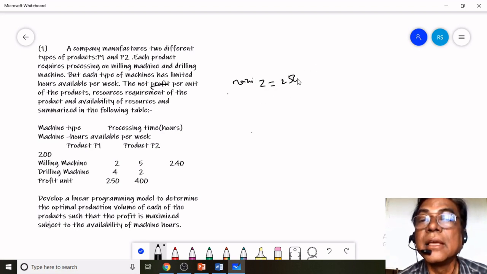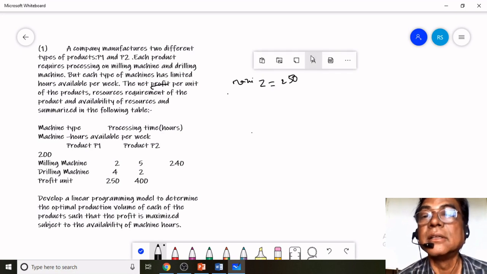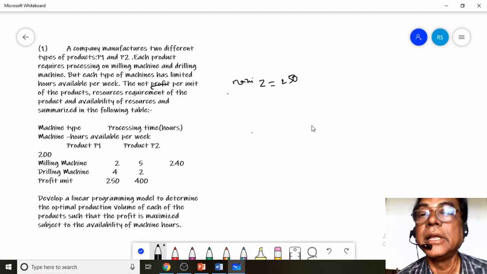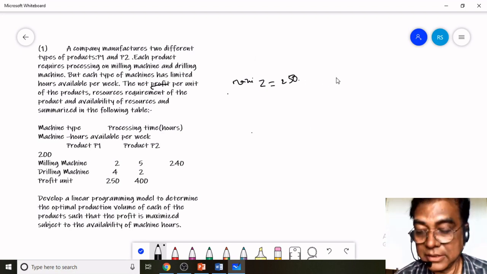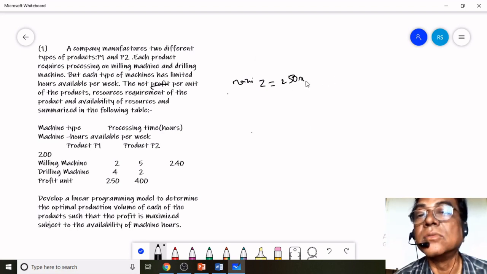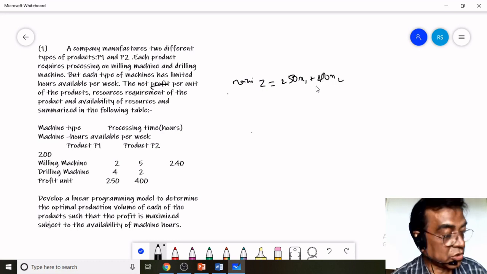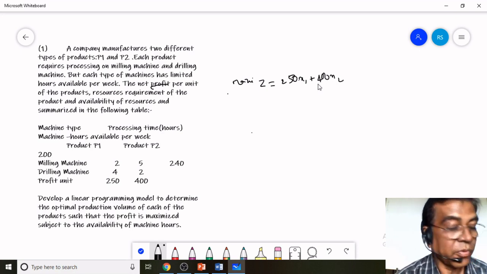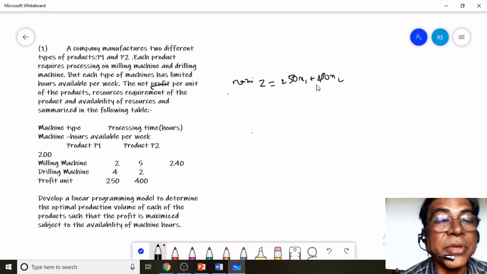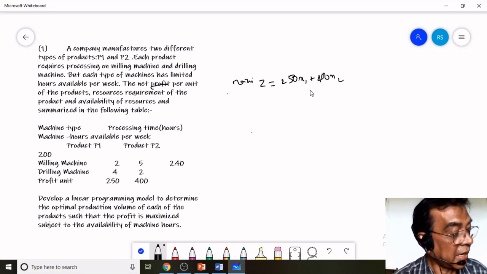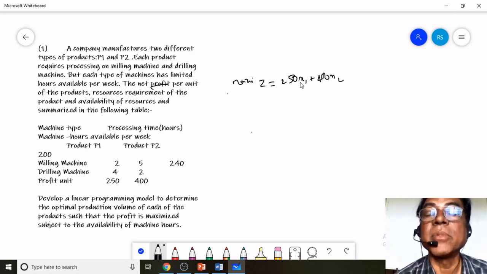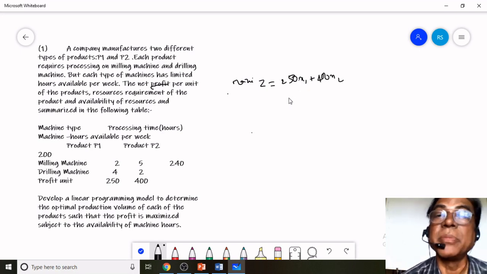250 x1 plus 400 x2. Let x1 and x2 be the number of products, that is, the number of items of products P1 and P2.